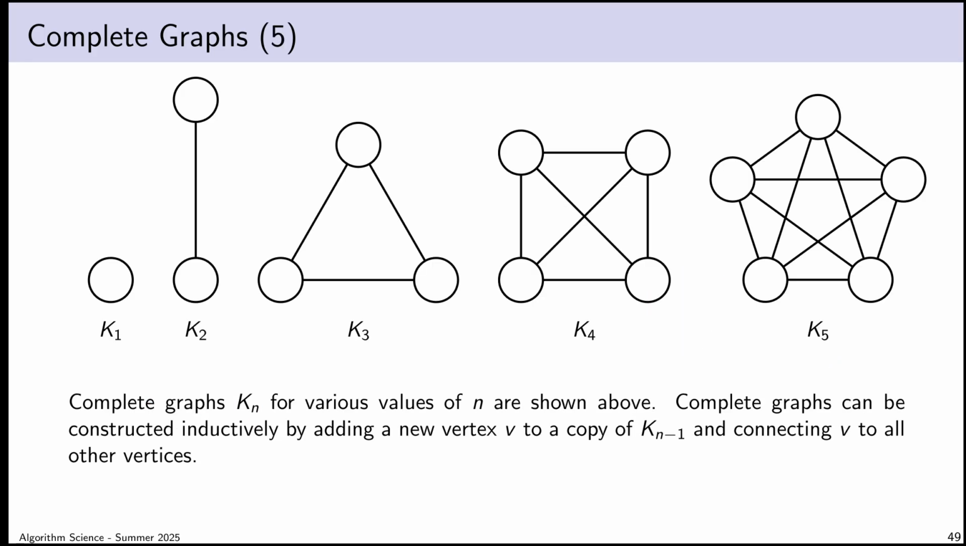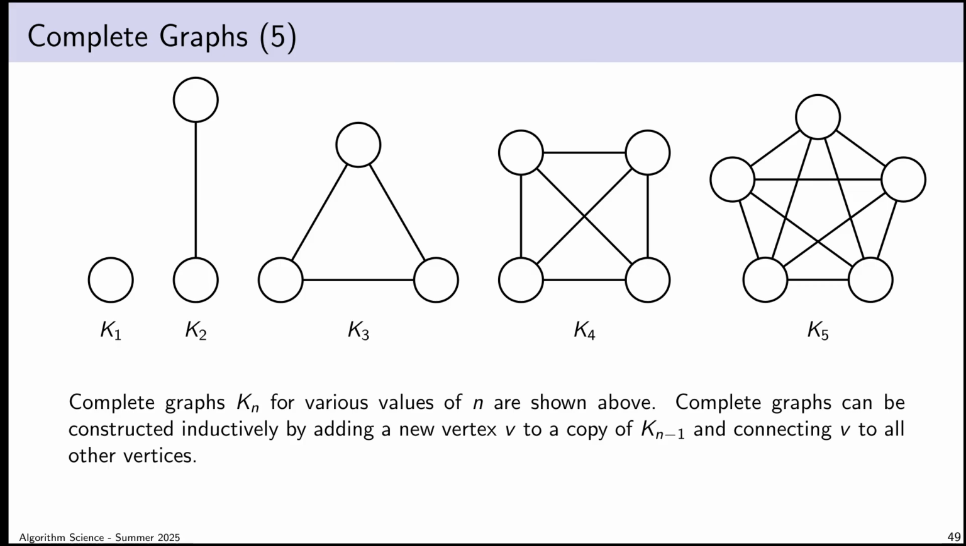If I look at K_i for various values of i, there's K1, which has 1 vertex and 0 edges. There's K2, 2 vertices and only 1 edge. K3 is this pleasant looking triangle. K4 I've drawn as a square with a crossing X in the middle. And then K5 is the thing that we just created.